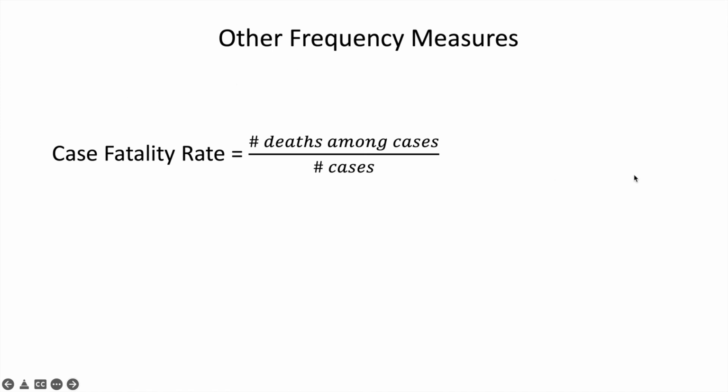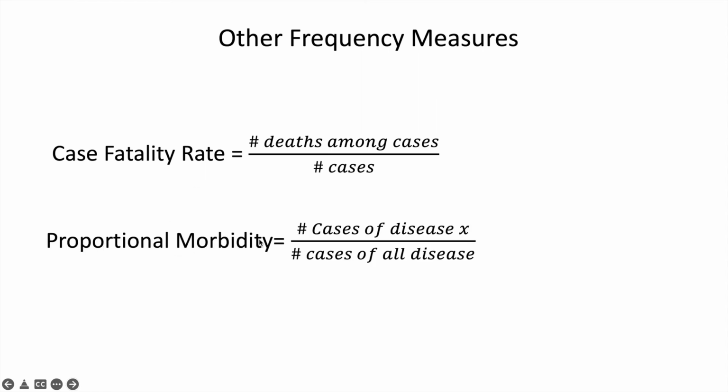So these are some other frequency measures. Case fatality rate: for a disease that's particularly deadly, the number that die from the disease will be a high proportion of those who have it. So it's like saying the prevalence of death among people who have this disease.